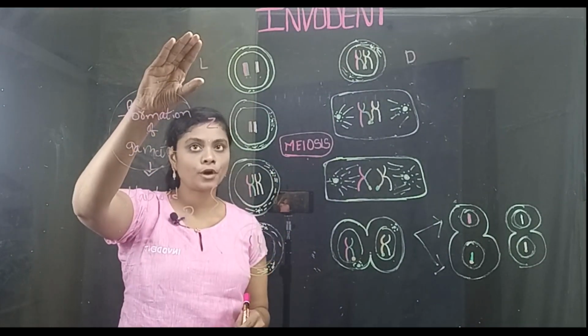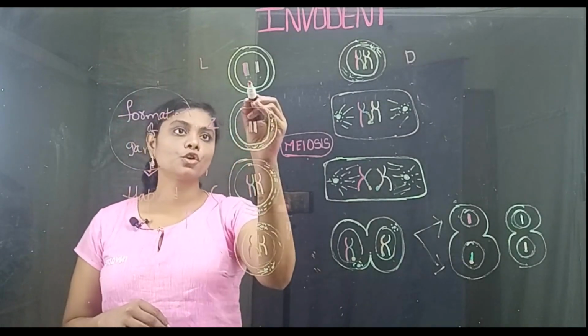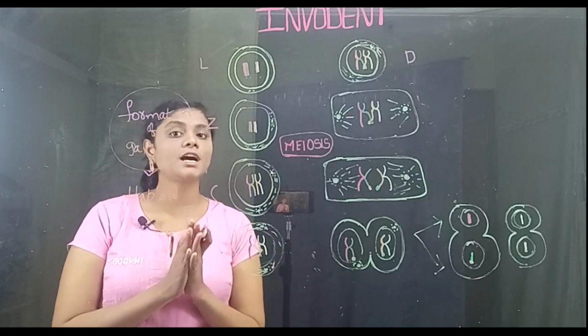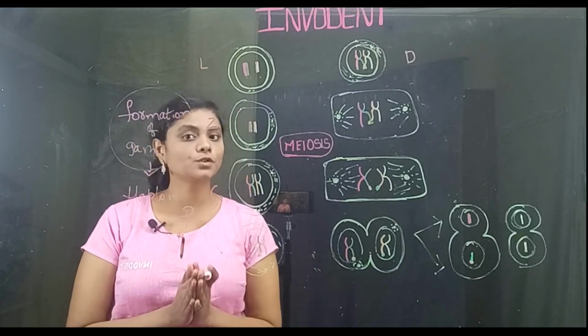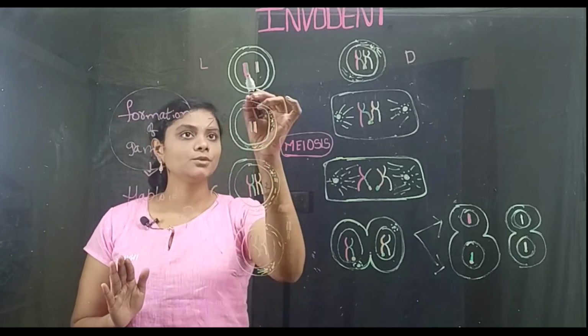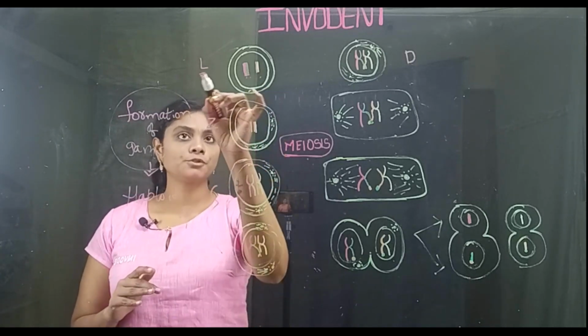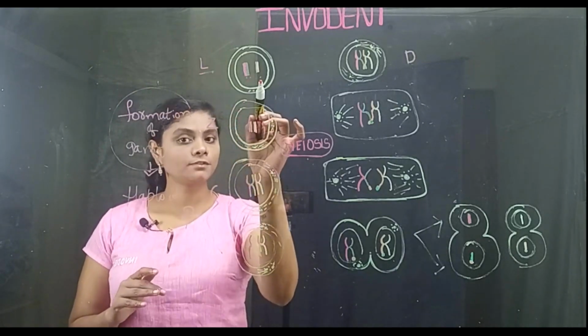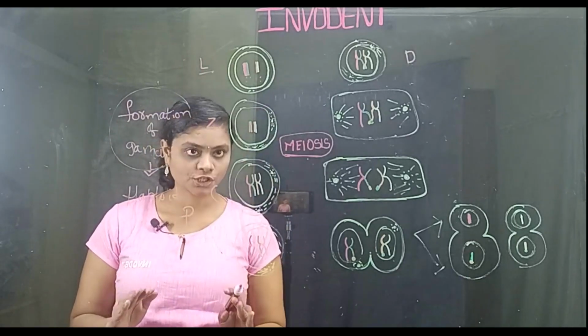When it comes to the point of leptotene, in this, the two chromosomes are present. The chromosomes are clearly present, but the chromatids of the chromosomes are not distinguished. Can you see any chromatids? It is not. So, during the leptotene phase, the chromosomes will be present, but the chromatids are not distinguished.